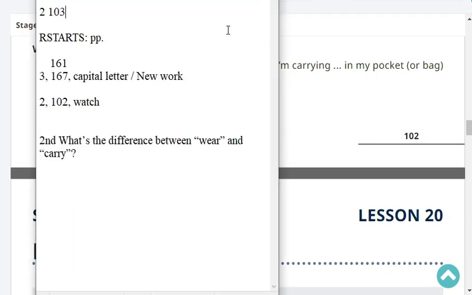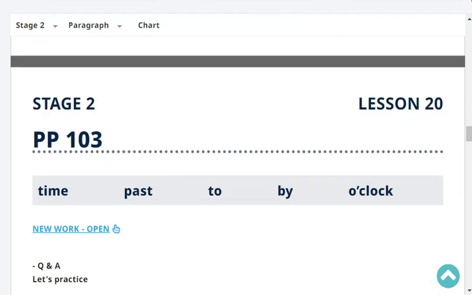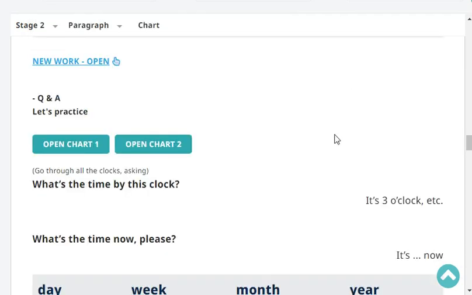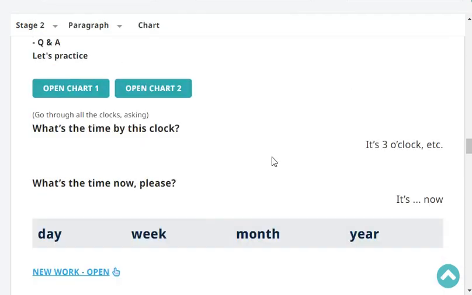Time, past, by a clock. What's the time by this clock? It's 3 o'clock, etc. What's the time now, please? It's 53 minutes past 6 p.m. Very good.